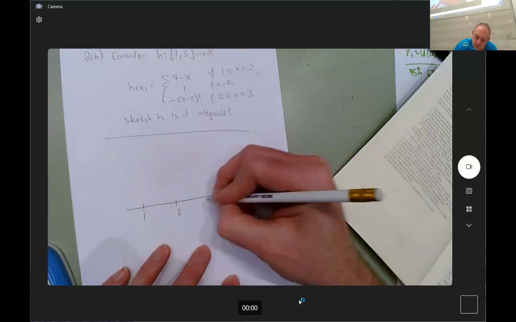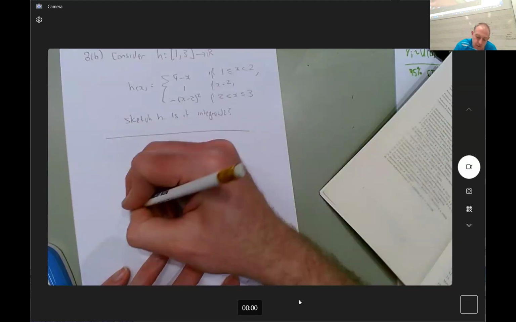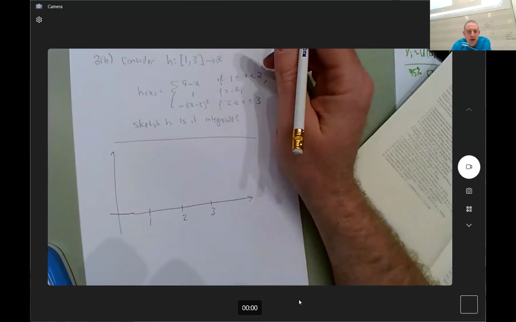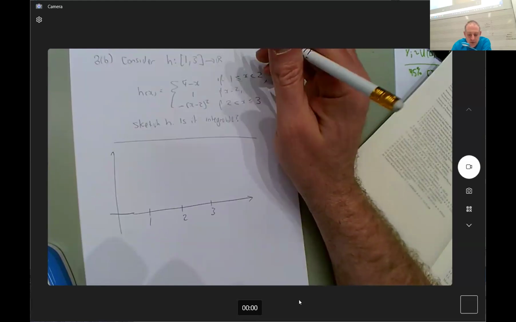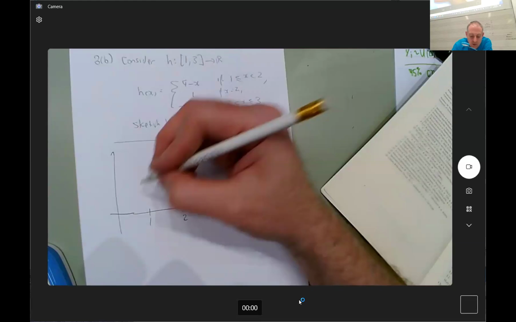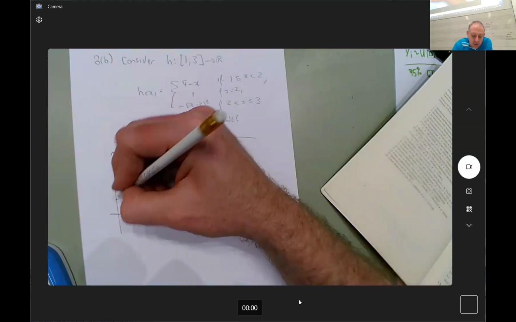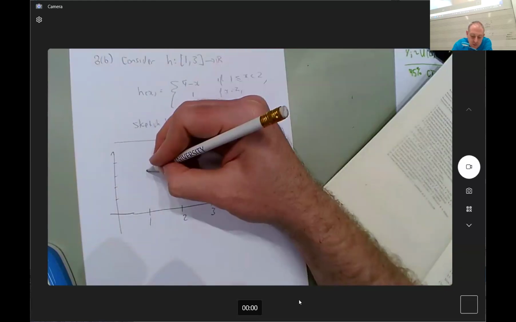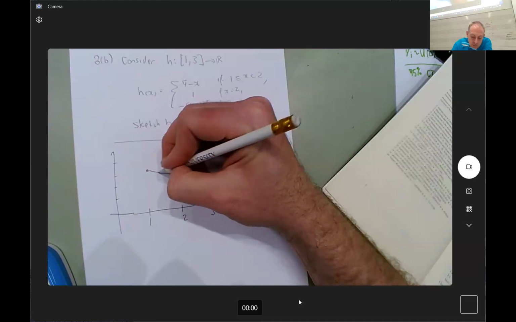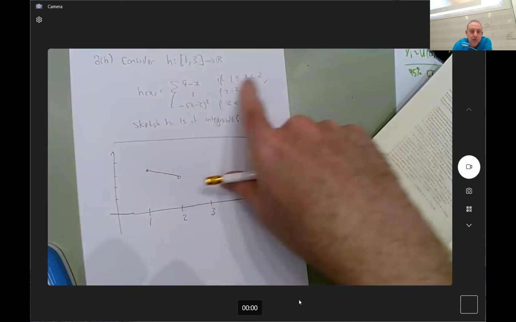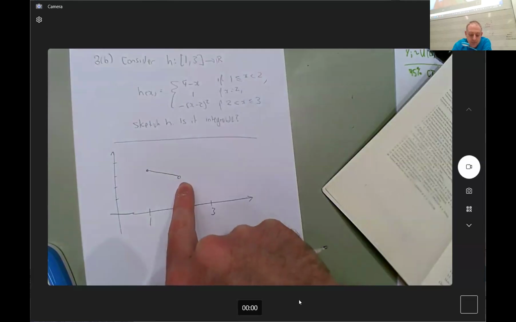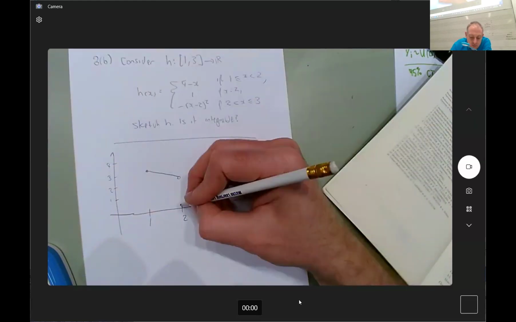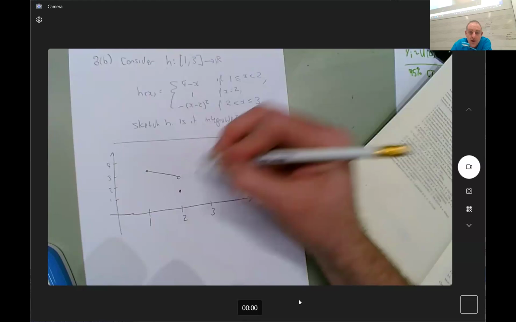There's 1, 2, 3. And 4 minus x is a straight line with slope minus 1. When x is 1, it would be 4 minus 1, which is 3. And when x is 2, it would be 4 minus 2, which is 2. So that part from 1 to 2 would look like this because it's a straight line. And then the answer when x is 2 is 1. So that's definitely a discontinuity there.